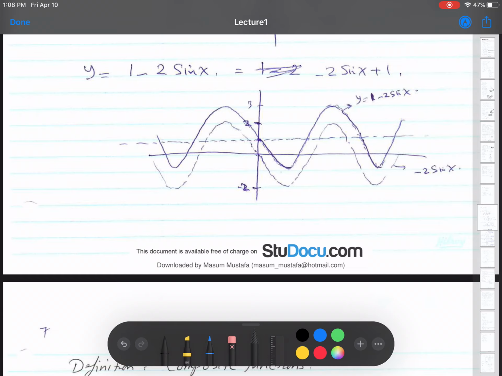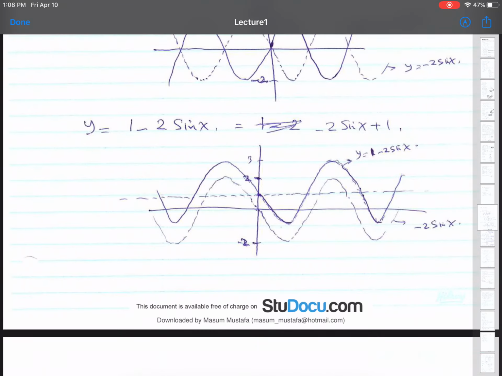Now we are moving everything up by 1. So the maximum point of the original graph was +2, and we are moving it up by 1. That means we'll have +3. The minimum point was -2, and we are moving it up by 1, so we'll have -1. So the new maximum point is 3, and the minimum point is -1. Now the graph itself doesn't change. The graph remains exactly the same. It's just moving up by 1.